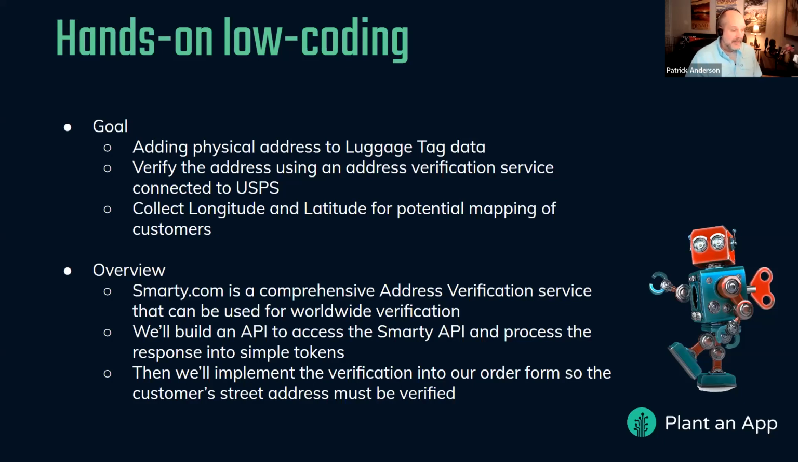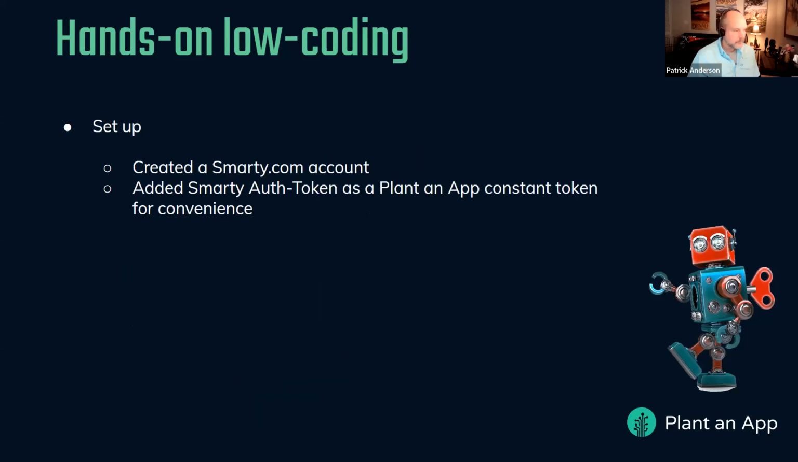So I'm going to build a PlantNap API that will access the Smarty API and process that response into simpler tokens that we can use in the form. So that's going to be the majority of what we're doing here, and then we're going to take that API and implement it into the Buy Now form that Dale created during our last low-code cafe.